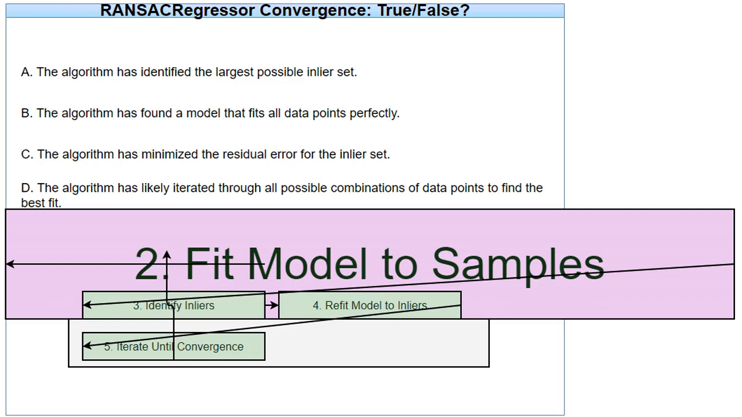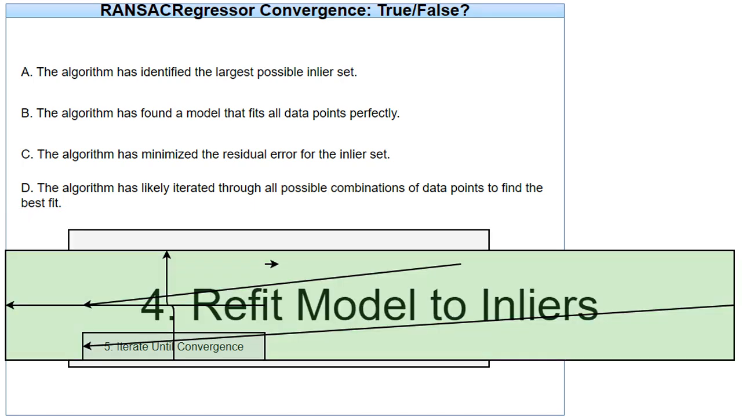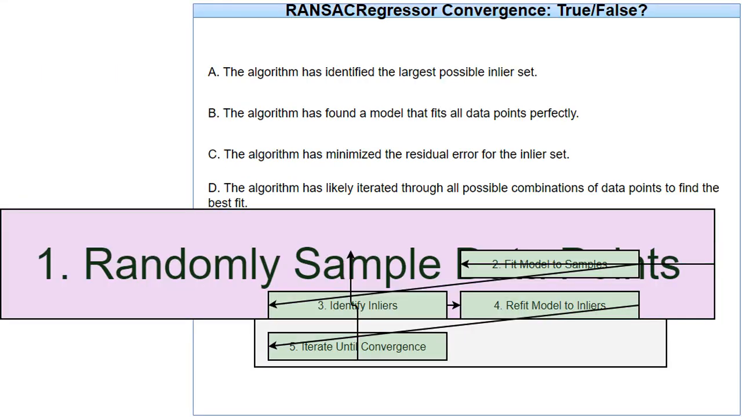After fitting a model to the sampled points, I identify the inliers, the data points that closely follow the model. The definition of closely depends on a predefined threshold. I repeat steps 1 to 4 multiple times. I keep track of the model with the most inliers. The algorithm stops when I reach a predetermined number of iterations or when the model's improvement plateaus. It's converged. I fit a simple linear model, or whatever model type you specified, to the randomly sampled data points. This is the model I will compare other data points to.